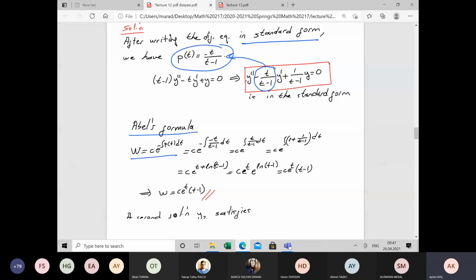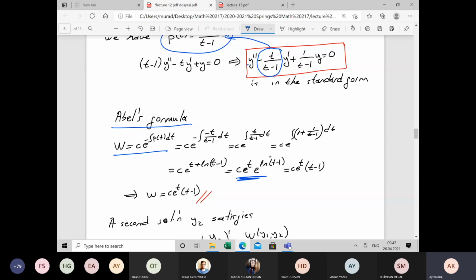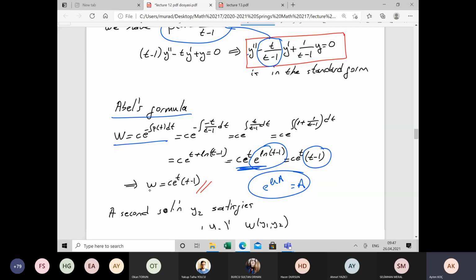And so, what's this one? e to the ln a. e to the ln a is equal to a. Use this one, so we obtain t minus 1 here. So the Wronskian is this one, it's okay. Then using our formula.